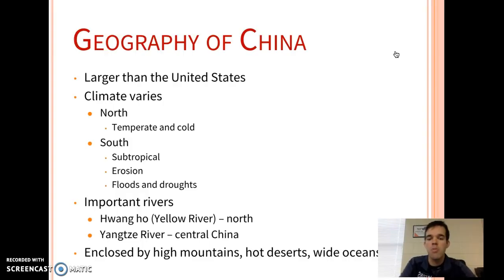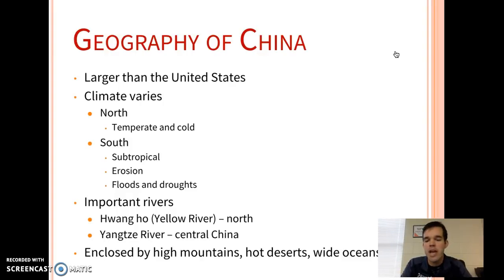There are two major important rivers, the Hung Ho, which is also known as the Yellow River. The reason why it's called the Yellow River is because the dirt in the deserts of China and the deserts around Asia got up into the air and flew for thousands of years. The dirt basically settled into the bottom of the Hung Ho River, and it basically turned into this orange-yellow color. It sits in the far northern part of China.